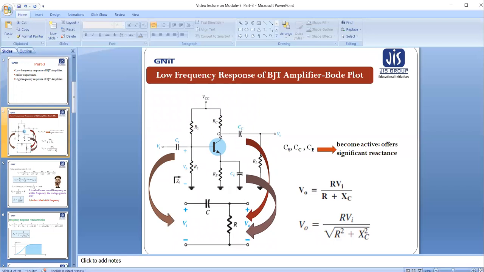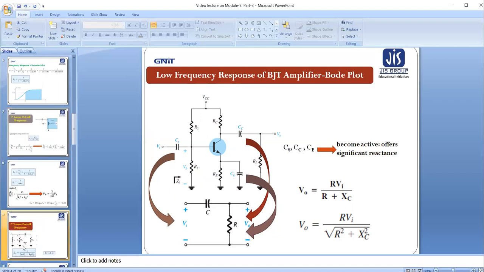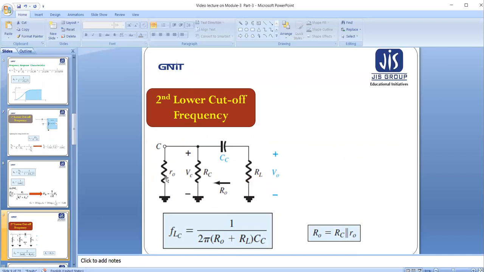Now this capacitor is connected to the collector terminal, where another resistance RC is connected, and also there is a collector resistance, that is small r0 or the 1 by hoe, whatever may be, is present. So 1 by hoe and RC are in parallel, then this C is connected in series, then the load resistance is connected. So that is our circuit, that the r0 or 1 by hoe, whatever may be, is in parallel with the RC, then the capacitor, and then finally the load resistance.